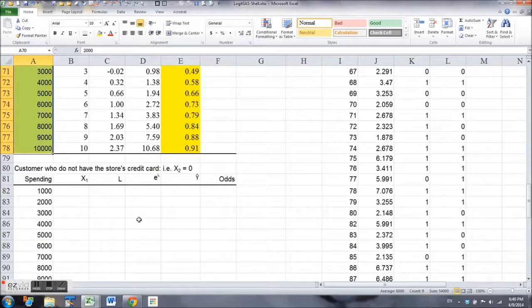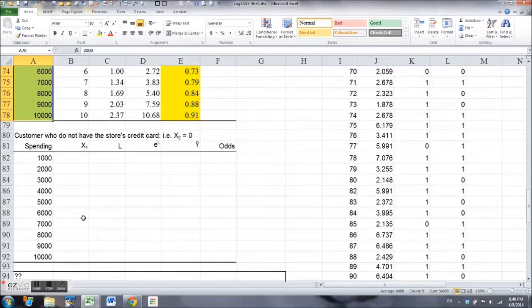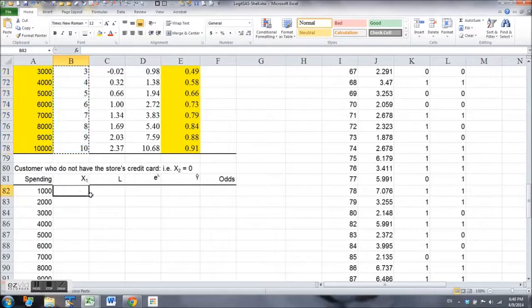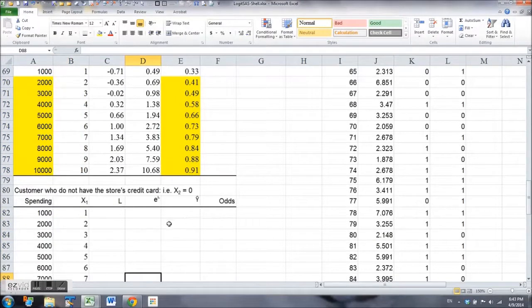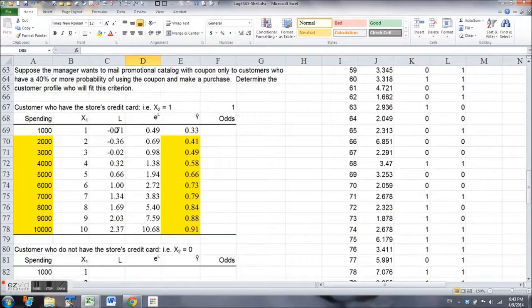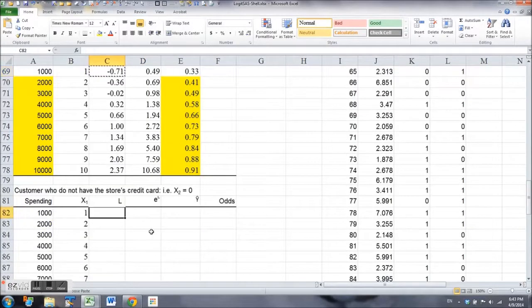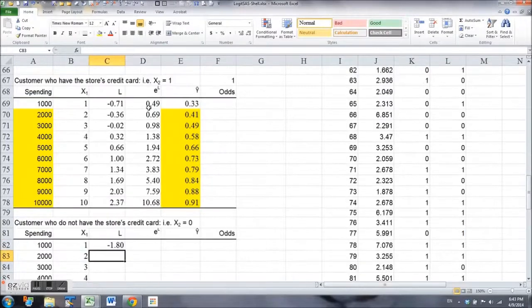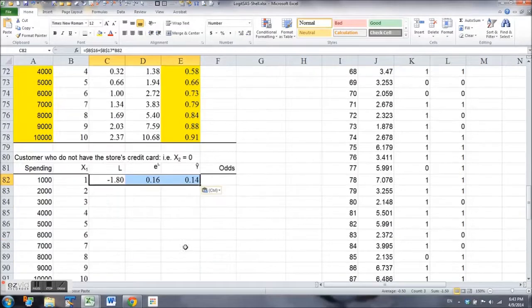What about the customers who do not hold a credit card? And we will use the same spending profile going from 1,000 to 10,000. So in this, now the next group, the customers do not hold a credit card. So let's copy L from there, except that now we're going to remove B sub 2 from B18 because B sub 2 multiplied by 0 for customers who do not hold a credit card will be that, and e to the power of L and y hat are the same as before.